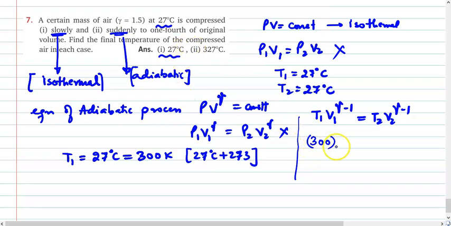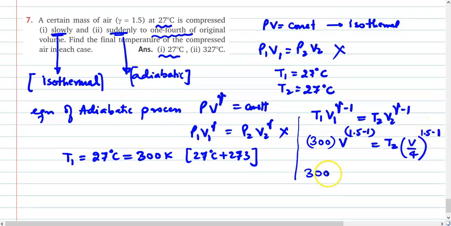What is the initial volume? Initial volume V. How much is gamma? Gamma is 1.5, minus 1. T2, that's what you are looking to find out. Now what have you done? You have compressed it to 1/4 of the initial volume. So V by 4, and 1.5 minus 1. So 300 into V to the power half is equal to T2 into (V upon 4) whole to the power, again 1.5 minus 1 is 0.5 or half. Is this clear to everyone?